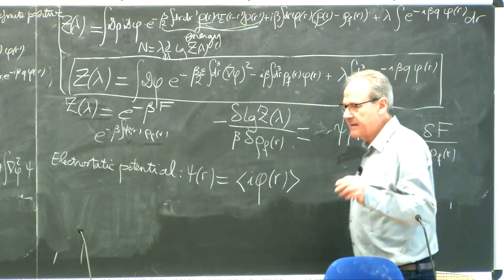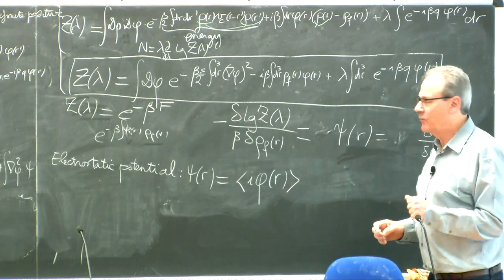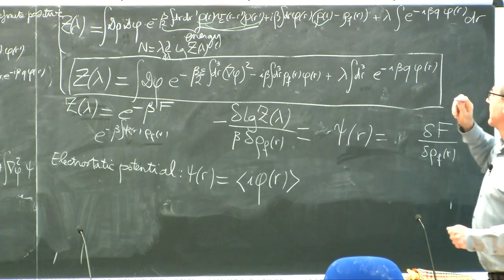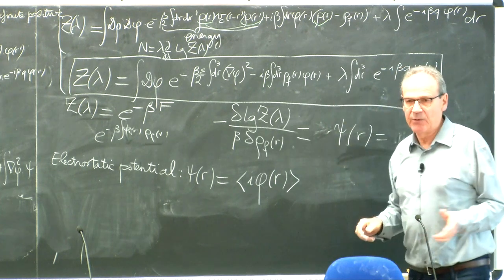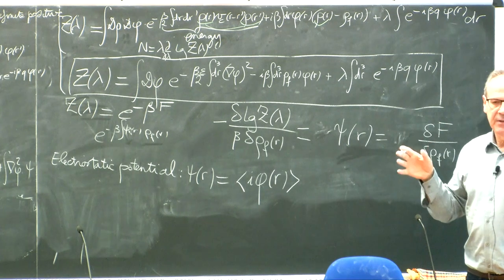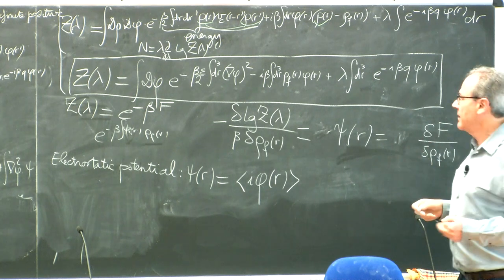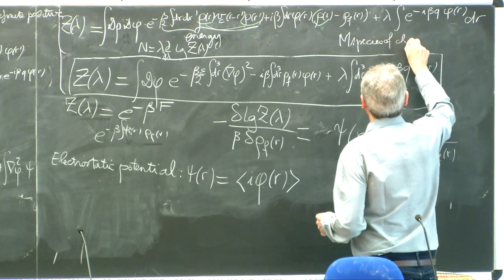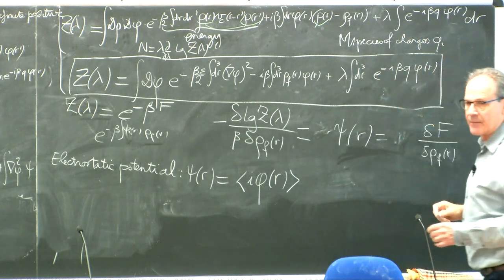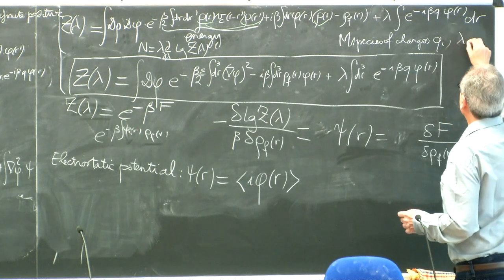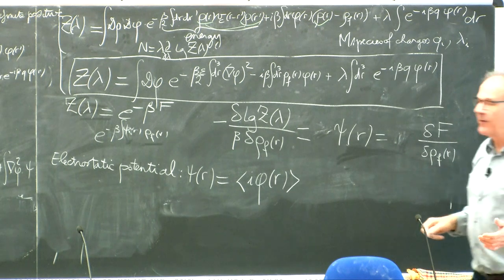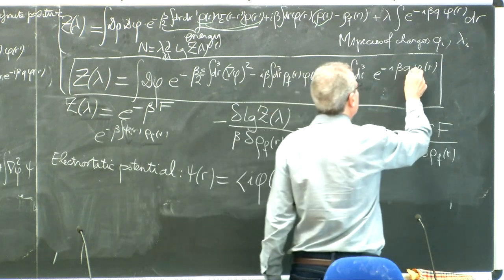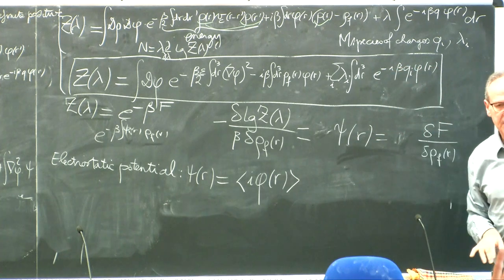Okay? One last thing before I forget to do it. I did this calculation for the case of only one type of charges, one type of charges, q, with a fugacity lambda, because I thought it was complicated enough like this. But if you have n species of charges q i instead of q with fugacities lambda i, the formula is fairly simple. Instead of having one here, you have the sum over i of lambda i q i. That's it.